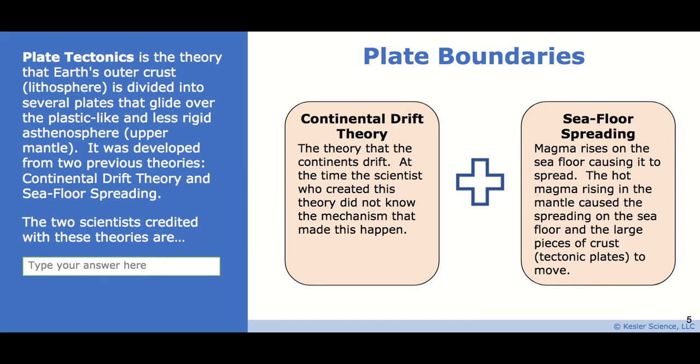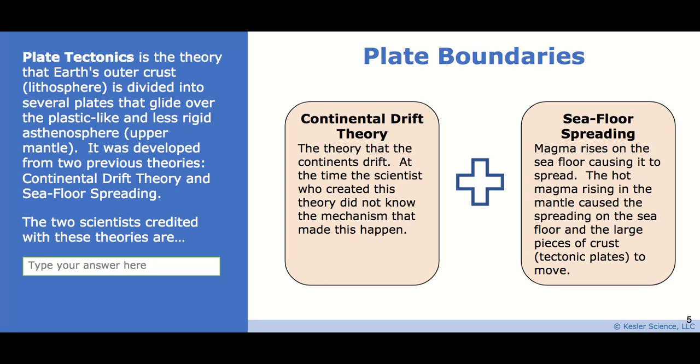So plate tectonics is a theory that Earth's outer crust, called the lithosphere, is divided into several plates that glide over the plastic-like and less rigid asthenosphere. Sorry, you're going to hear me mess that word up a couple times. So that's the upper mantle. It was discovered and developed from the 2 previous theories that we had just talked about.